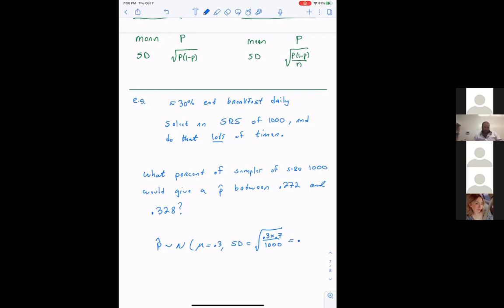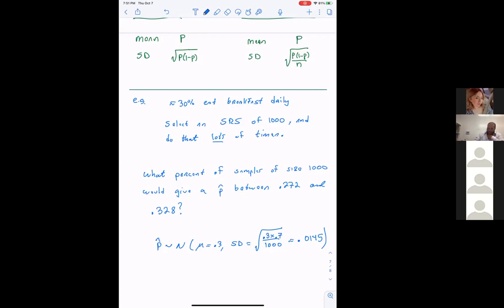Hopefully you're doing it too. Approximately what number? Anyone? I did not get 2.1. 0.3 times 0.7 over 1,000, all square rooted. I might have done it wrong. Oh, I didn't square root it. Oops. I got 0.0145 approximately. Do you all get the same thing? Yes.